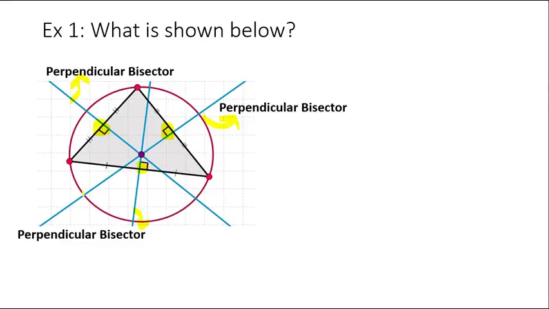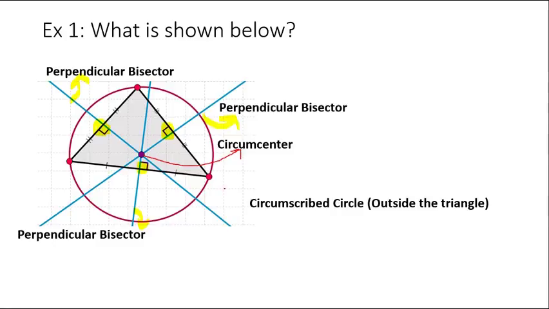So when you have perpendicular bisectors where all three of them meet in the middle, that point right there is the circumcenter. And the circle that's formed here, we call it a circumscribed circle, and that circle is outside of the triangle.